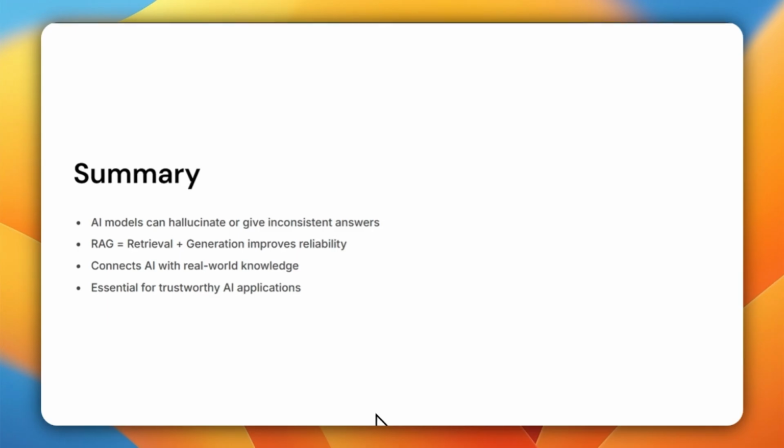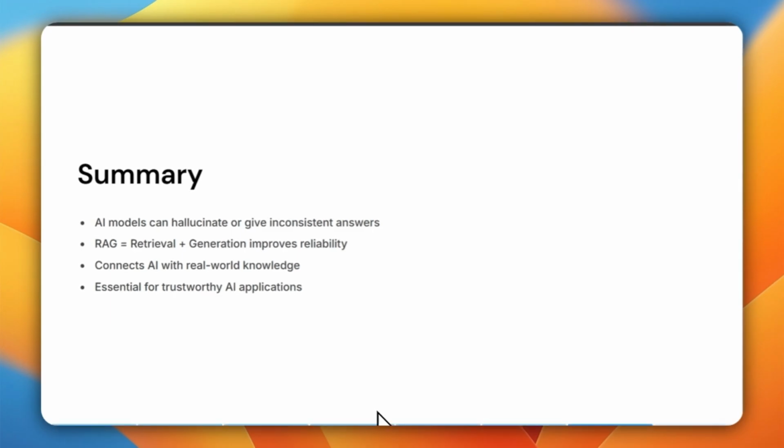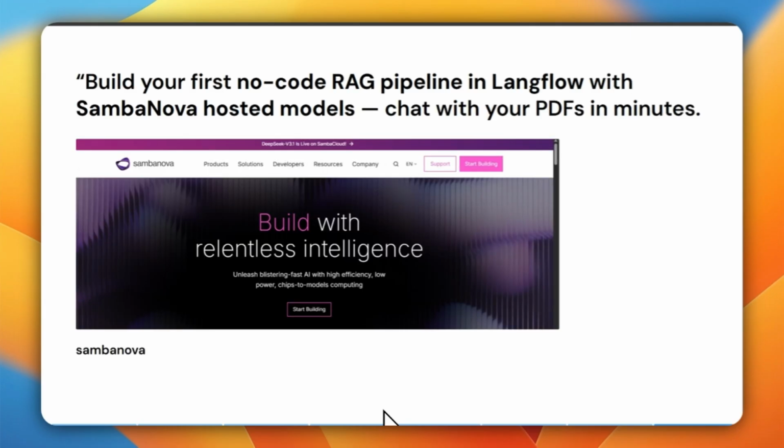So, summary. I hope you understand now why you are getting totally different answers when you ask something to ChatGPT. So you have to give a more structured question to ChatGPT, then only it can hit the right piece of documents from the vector database. And AI models can hallucinate or give inconsistent answers. Now you also understand how to use AI on business data using RAG. So RAG is basically retrieval plus generation to improve reliability. It connects AI with real-world knowledge, essential for trustworthy AI applications.